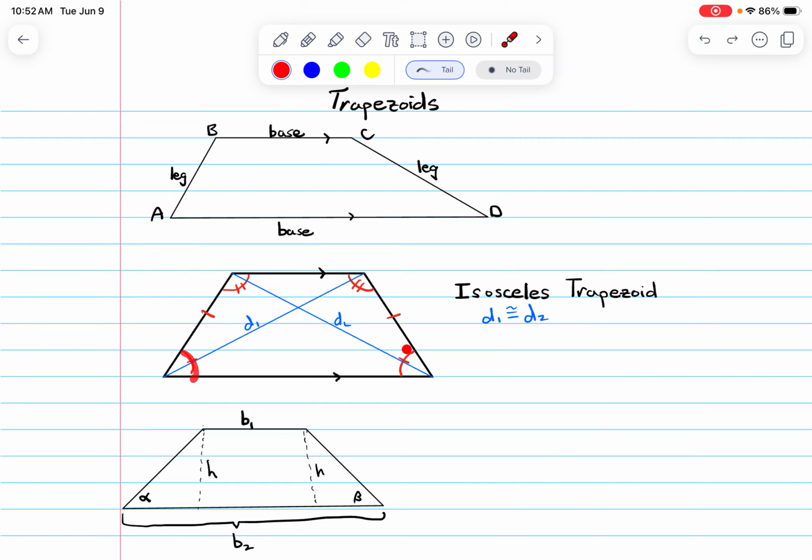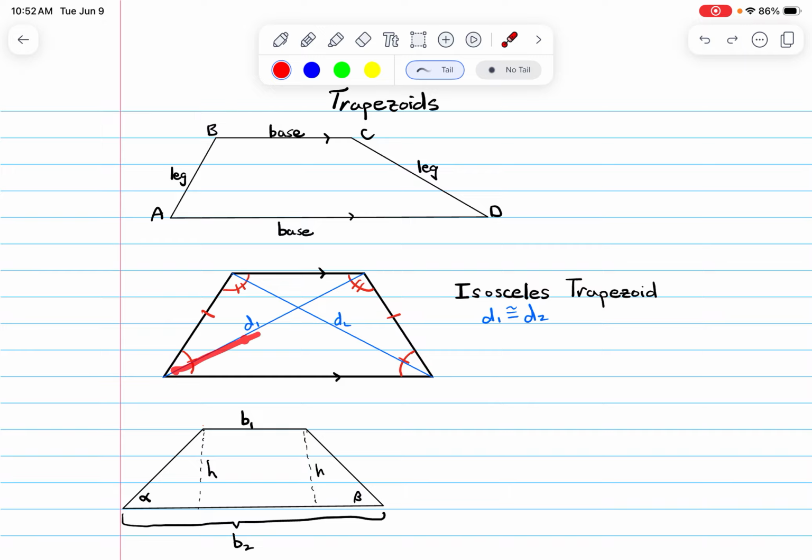So this angle here and this angle here, two base angles, they're touching this base. They're congruent. This base up here has its own base angles, and those are congruent to each other as well. So we have a base with its base angles being congruent. We have another base, its base angles are congruent. And that's for an isosceles trapezoid.